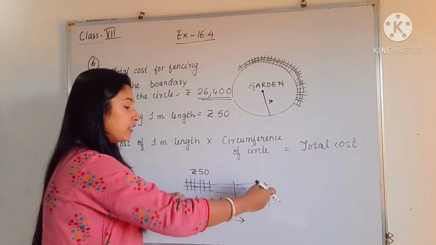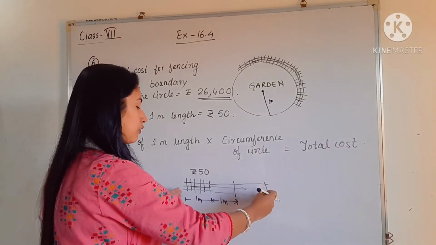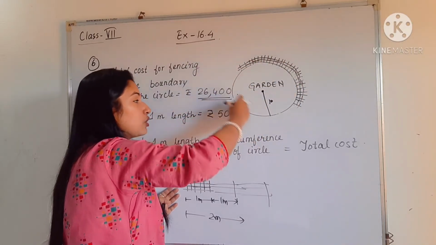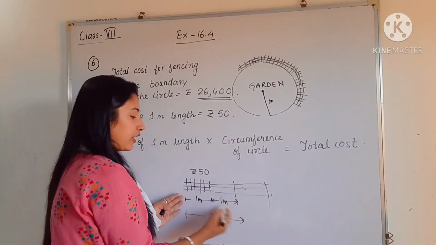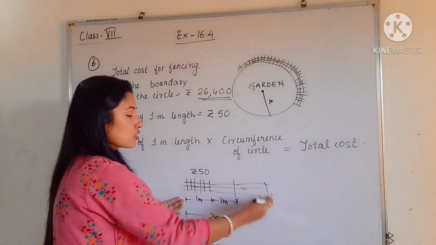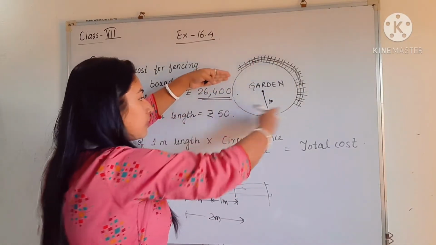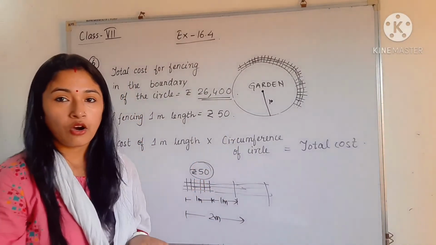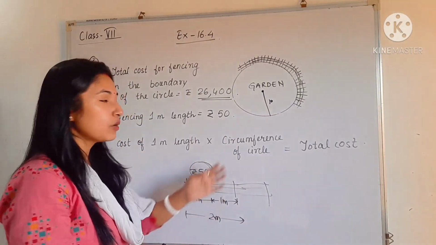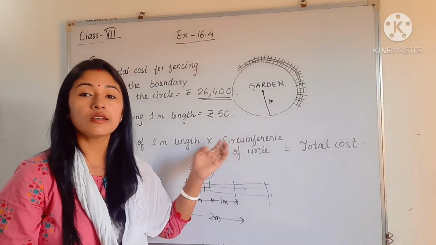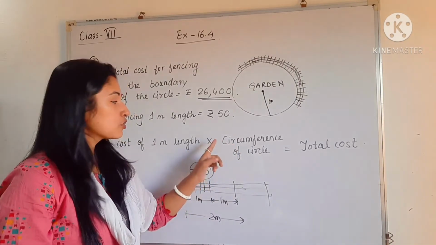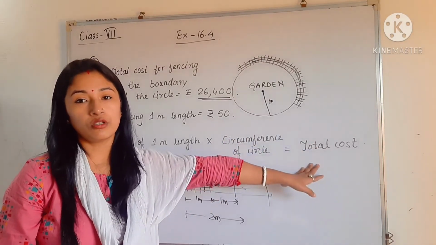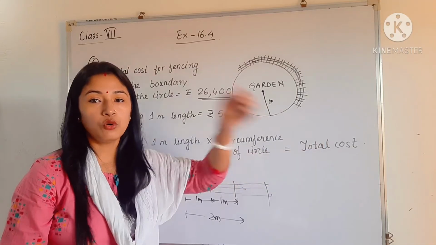Okay, so like that, if we have to find the total for the total length, here I am finding only for 3. So similarly, if I want to find for the total one, then I have to multiply this cost with the total length of the boundary. So what is the total length of the boundary here? Total length of the boundary is the circumference of the circle. Okay, so that will be equal to the total cost, the total rupees we have to pay.